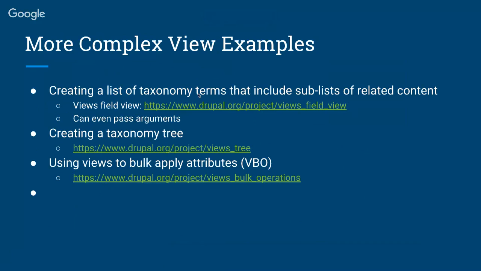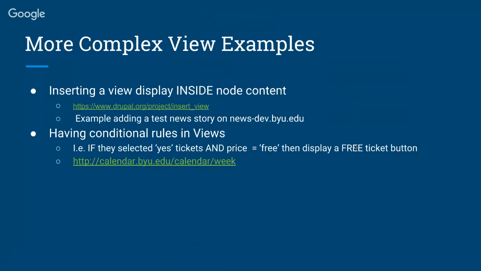You could create a list of taxonomy terms that include a sub-list of content. That one's complicated because it involves a module called views field views. So you create a view of taxonomy terms, and then you add a field that references another view, which is a list of content, and you pass in the argument of the current taxonomy term. So it kind of creates this nested views format. But yeah, it's pretty cool.